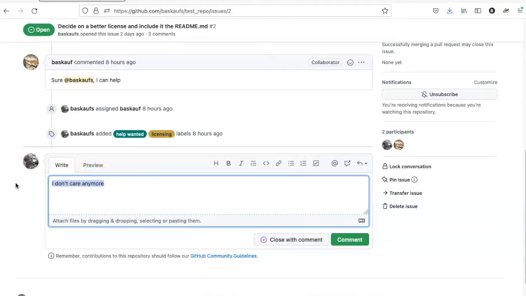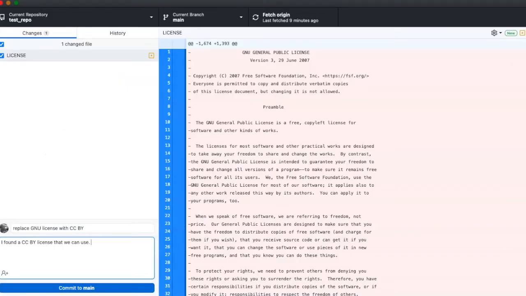I'm going to do this, however, in a more interesting way, because as you may recall, when we were discussing the relationship between issues and the problems you're trying to solve, if the problem involves text, usually the solution to the problem happens as a result of a commit. In this particular situation, the issue was to try to find a better license. So I have found a CC BY license, and I put that as a message for my commit. I'm also going to write a more detailed description about the commit.